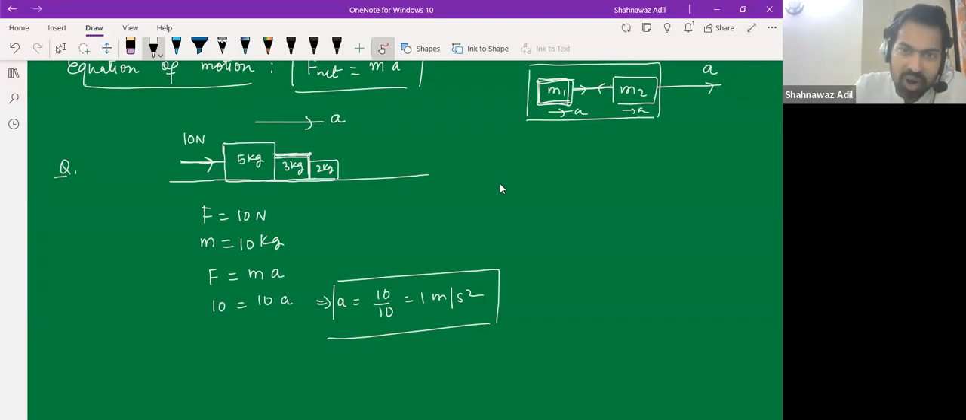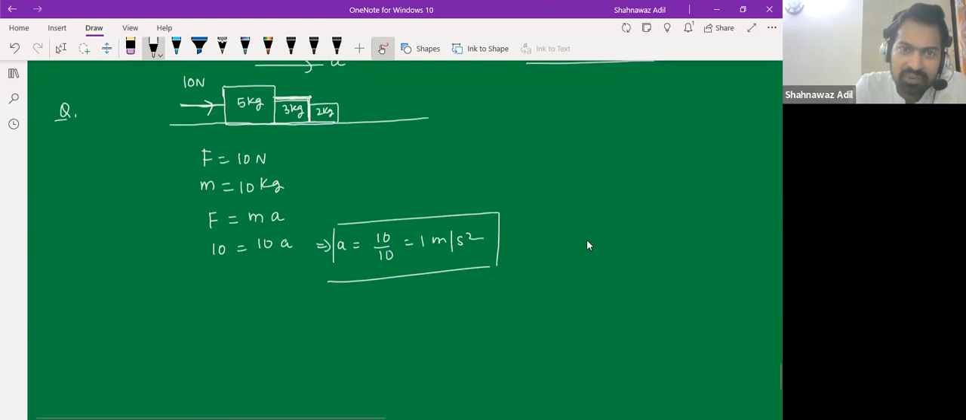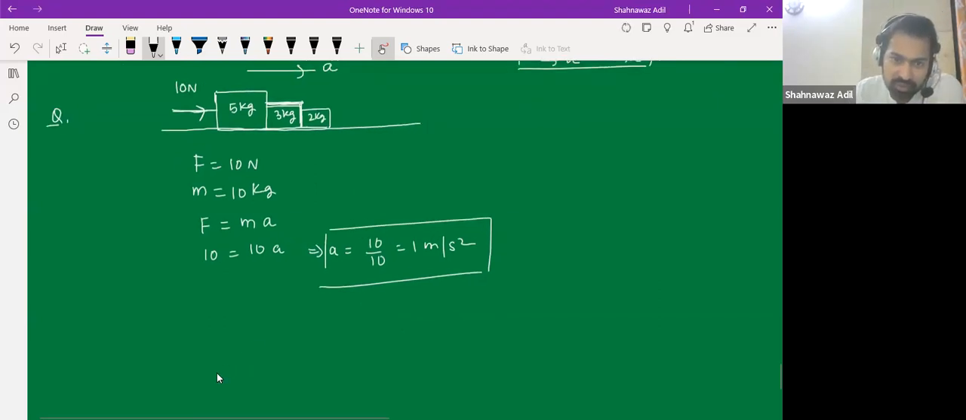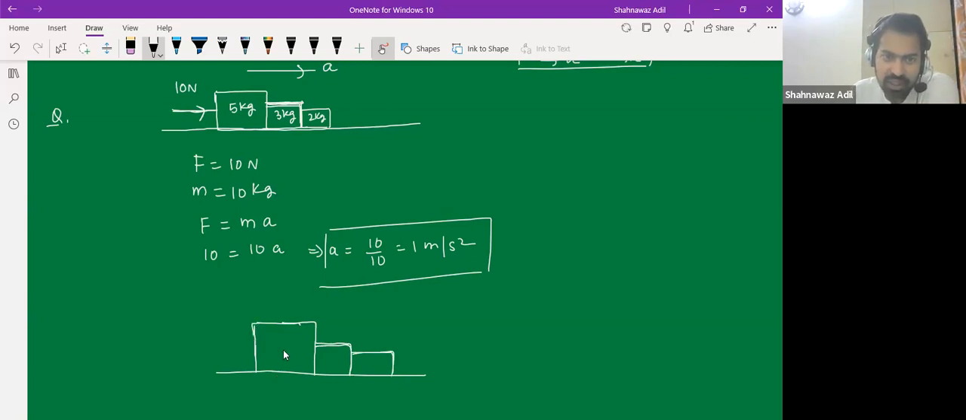So let us write all the things in the free body diagram. Time is over, so we will do this problem tomorrow. You guys just think about this problem and think about how many forces would be there for this part, how many for this part, and how many for this part.